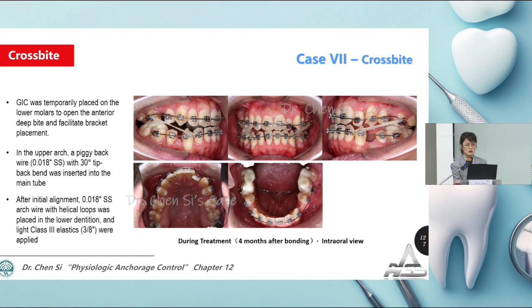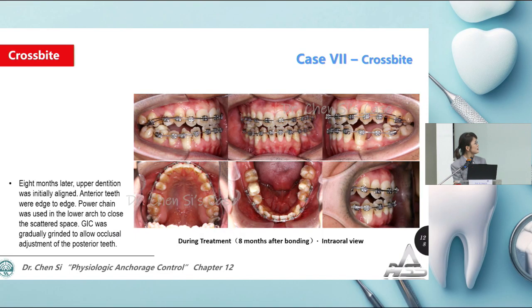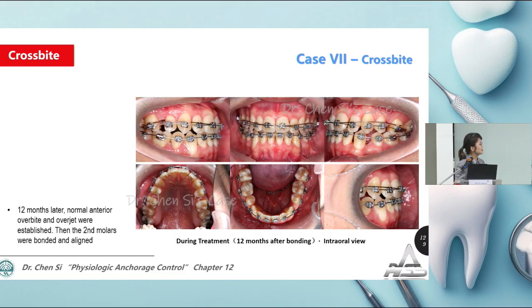After relief of the lower crowding, we can start class 3 elastics by taking advantage of the XBT's double tube design. One with thin ligature tie to align anterior teeth. You can use a double wire. And 8 months later, the upper dentition was initially aligned, anterior teeth were edge to edge, and the power chain was used in the lower arch to close the scattered space, and the GIC were gradually ground to allow closer adjustment of the posterior teeth.